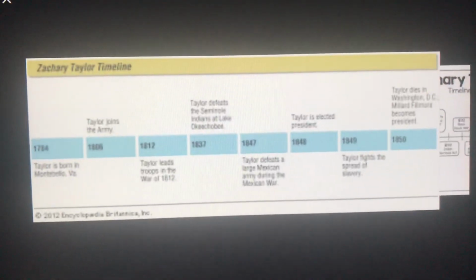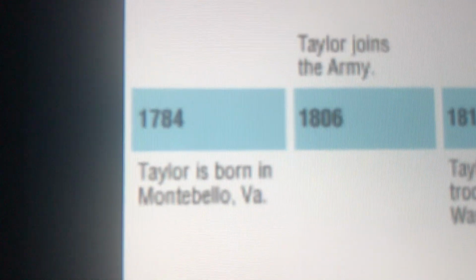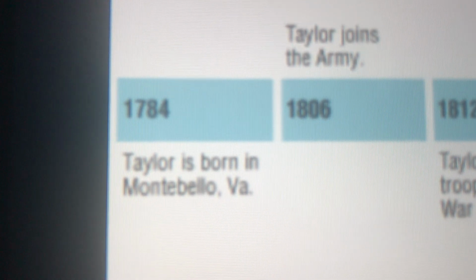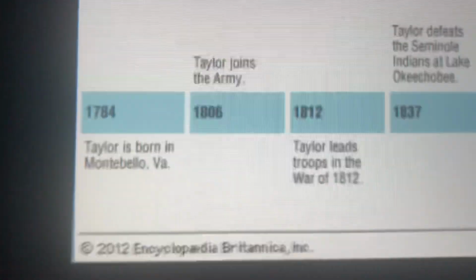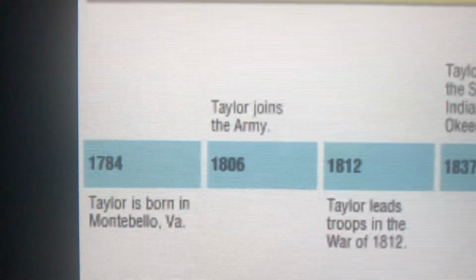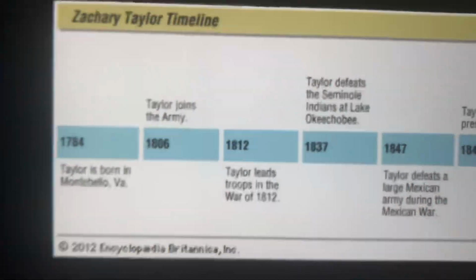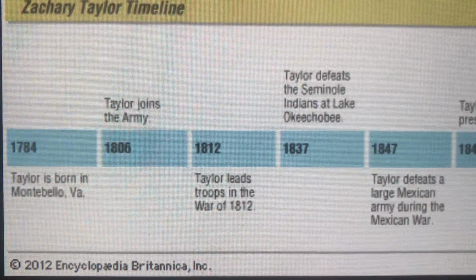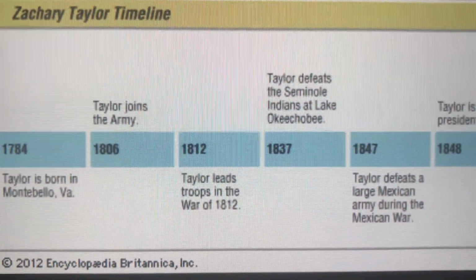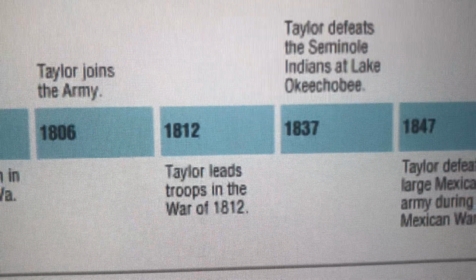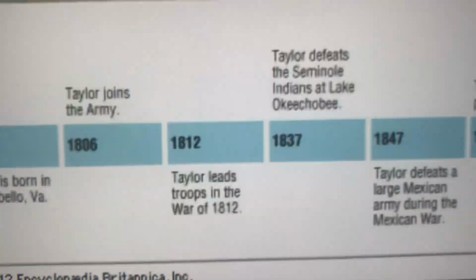And find out what happened during his lifetime. So, in late 1784, he was born in Montebello, Virginia, I think. Then in 1806, he joined the army. Then 4 years later, he was married. He married Margaret. Then in the War of 1812, he led the troops.